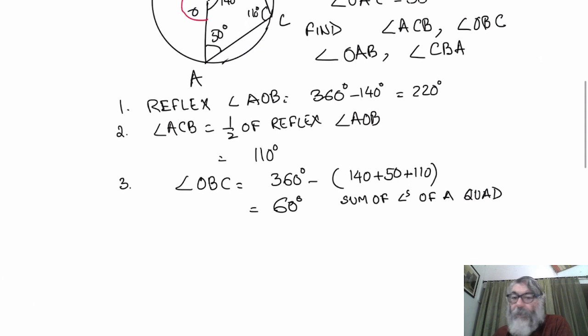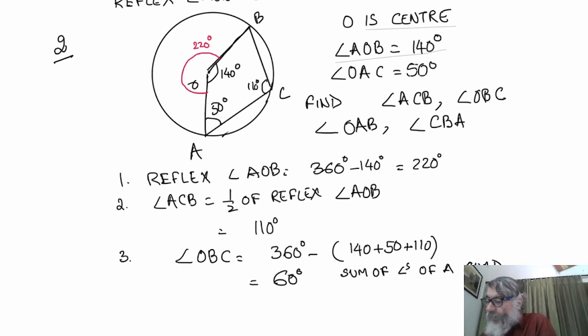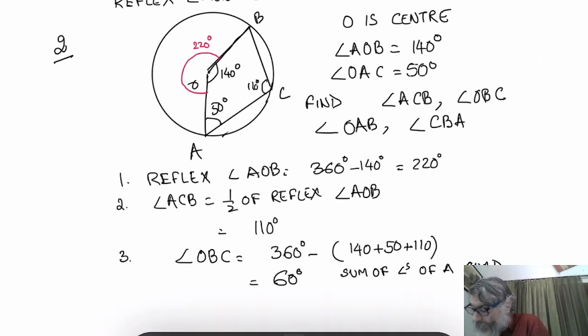Now what does he want to find out? He wants to find out angle OAB, and he wants to find CBA. For that I have to join B to A. I'll take another color. I'll join A to B with the help of blue.